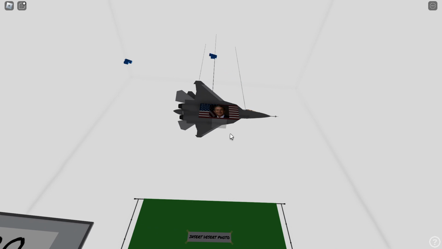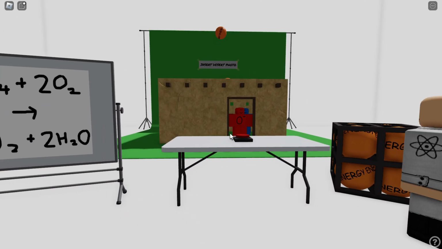Now our good friend George W. Bush will deliver a payload of his balls onto this poor family's home.